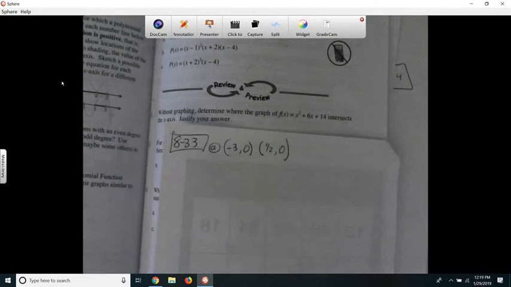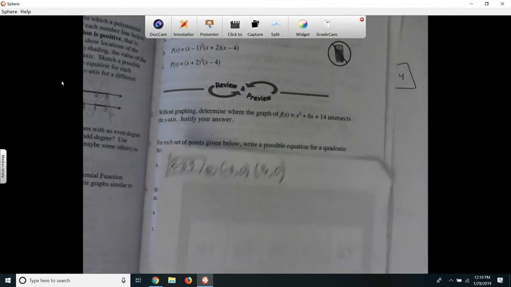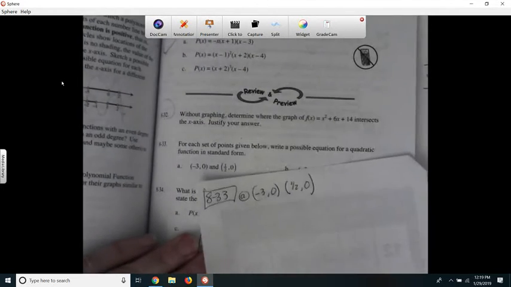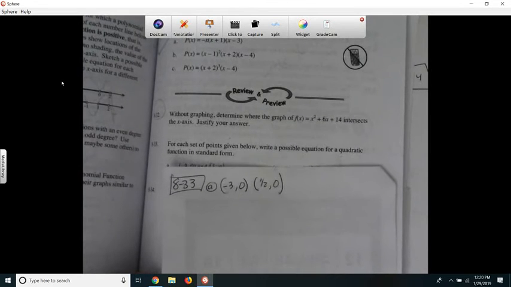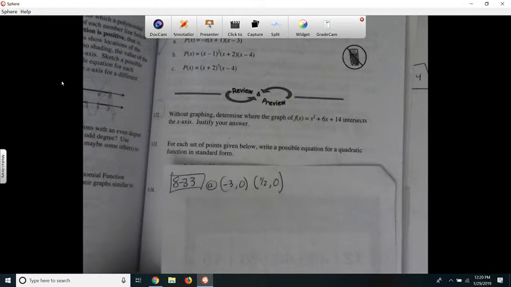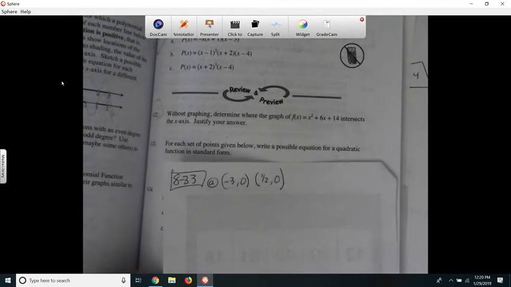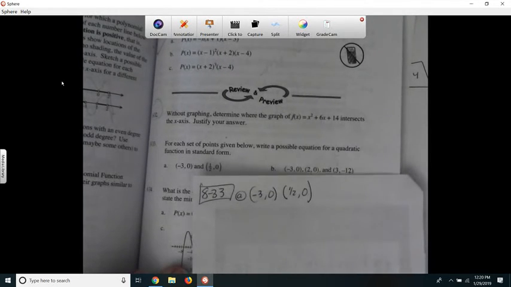This is 8-33, letter A. It says, for each set of points given below, write a possible equation for a quadratic function in standard form. So I have to write an equation for these ordered pairs here.